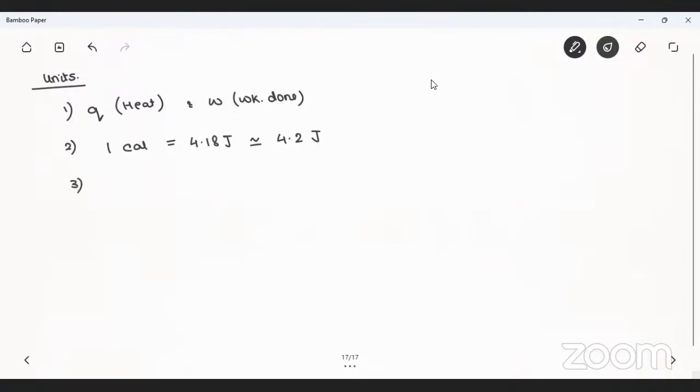Okay? 1 liter atm is equal to 101.3 joules, is equal to 24.2 calories, is equal to 101.3 into 10 to the power 7 erg. Okay, this is the main calculation.